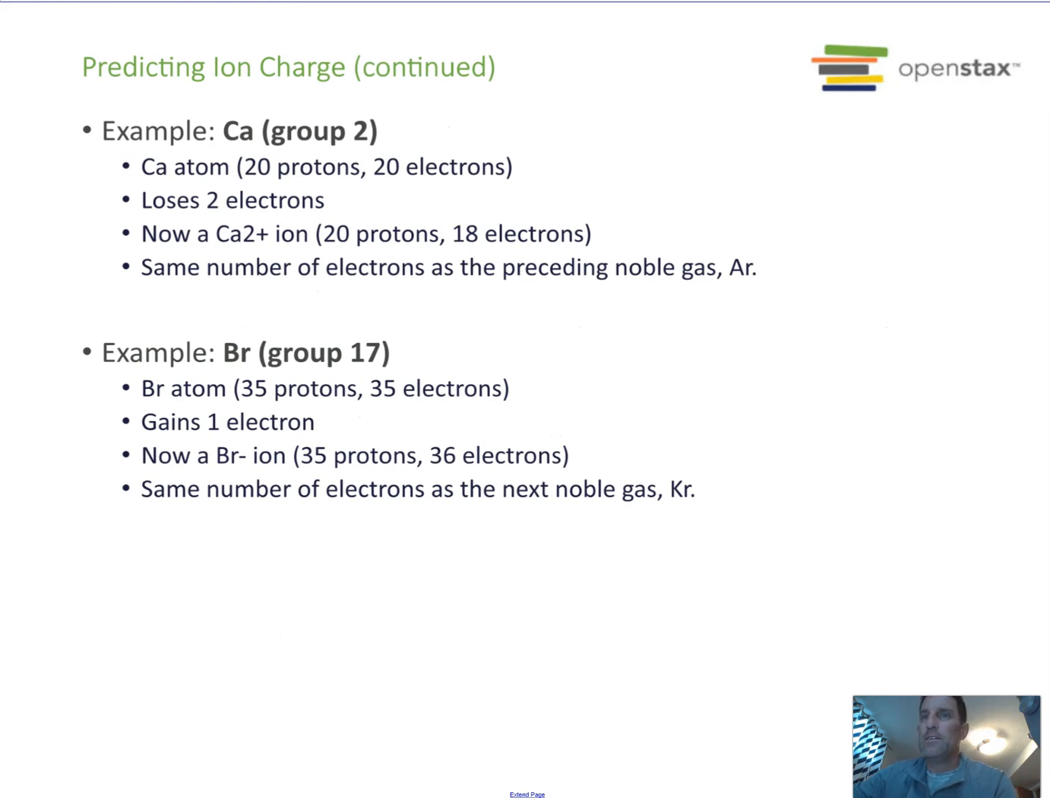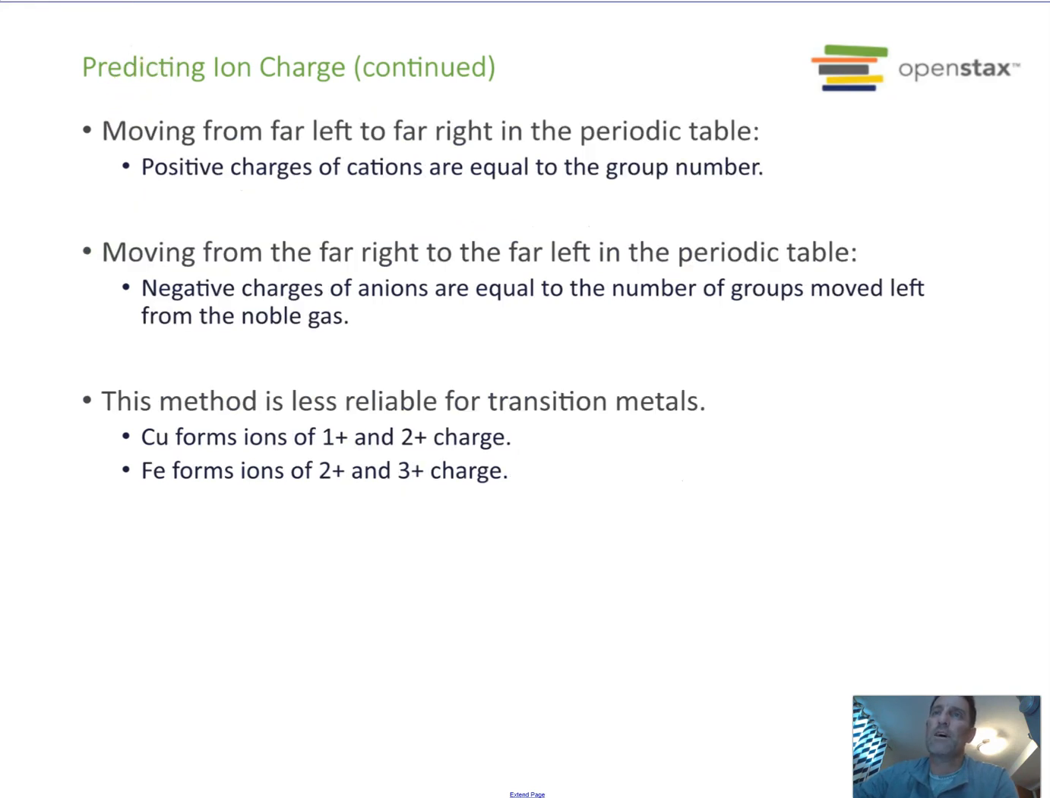All right, this is in the text. It just says the same basic idea, so I'm going to skip through that. All right, so as we move from far left to far right, positive charges of cations are equal to the group number. Moving from far right to far left, negative charges of anions are equal to the number of groups moved left from the noble gases.